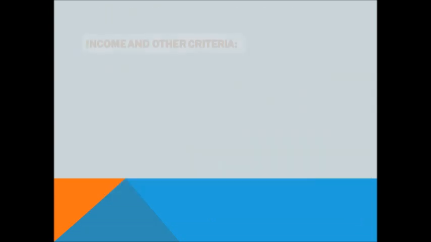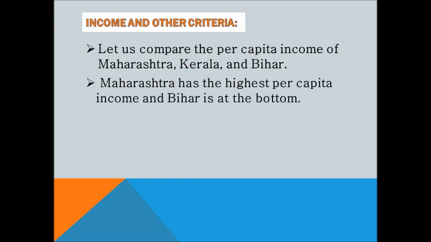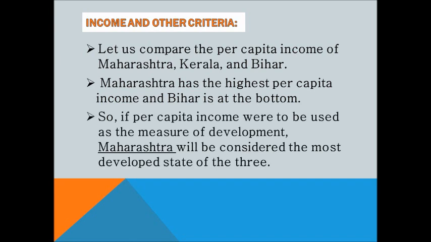Here are income and the other criteria. Let us compare the per capita income of Maharashtra, Kerala and Bihar. Maharashtra has the highest per capita income and Bihar is at the bottom. So, if per capita income were to be used as the measure of development, Maharashtra will be considered the most developed state of the three.